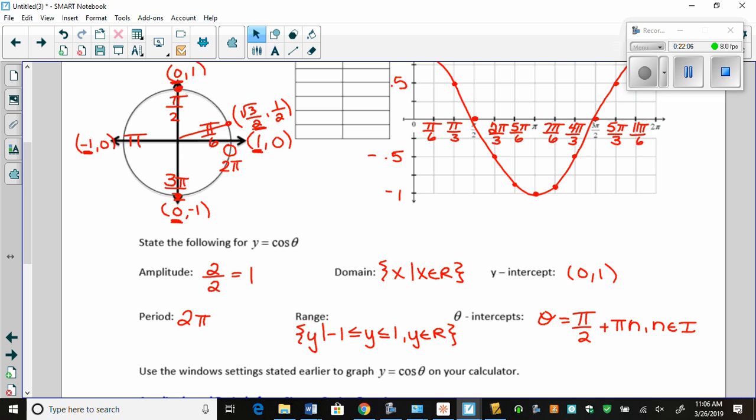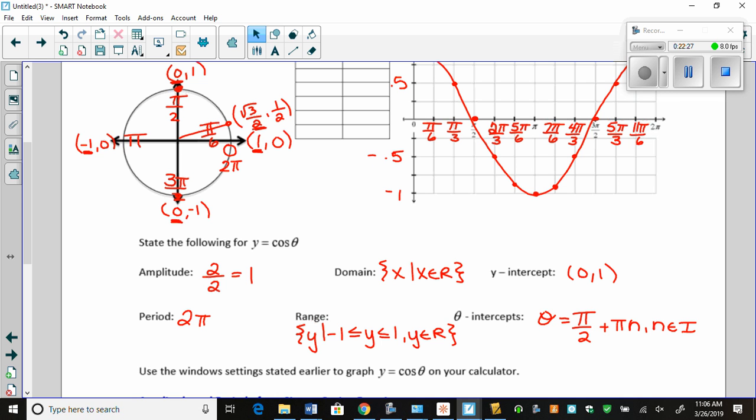Do they look like very similar graphs? Same height, same period, same everything, correct? They're just a what from each other? A horizontal phase shift is what it's called. They're a horizontal phase shift from each other. We're going to do transformations again, guys.